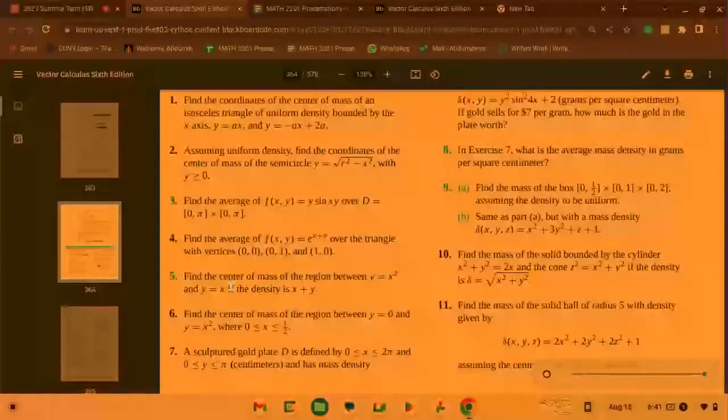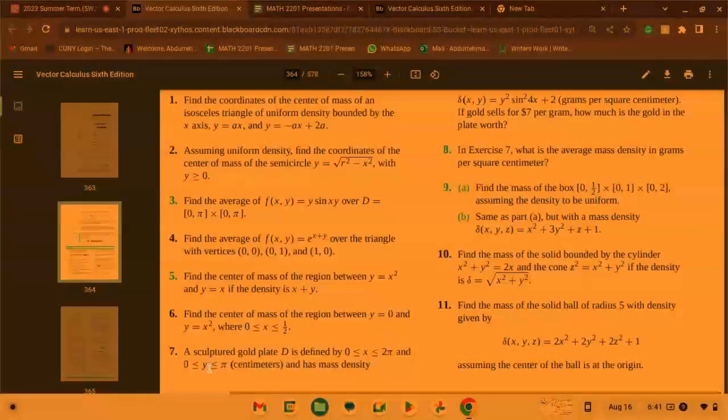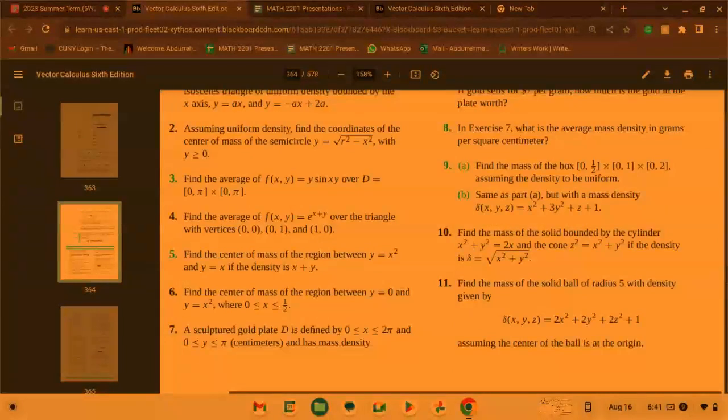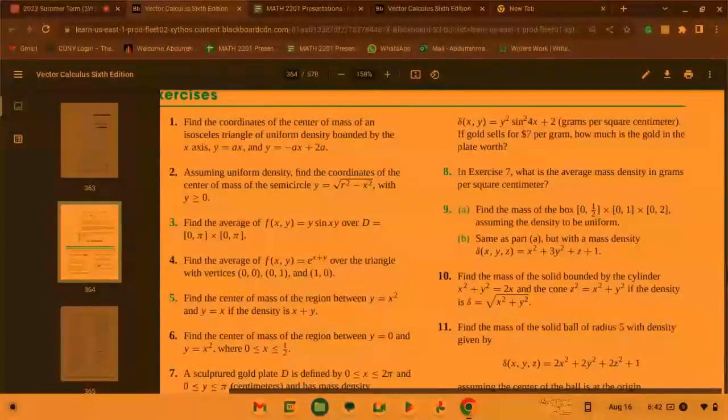Yes, now. Okay. 6.3, number 7. Really good. I like the question. A sculptured gold plate D is defined by x greater than or equal to 0 and less than or equal to 2 pi, and y greater than or equal to 0 and less than or equal to pi in centimeters, and has a mass density given by the function y squared sine squared 4x plus 2. This is in grams per square centimeter.